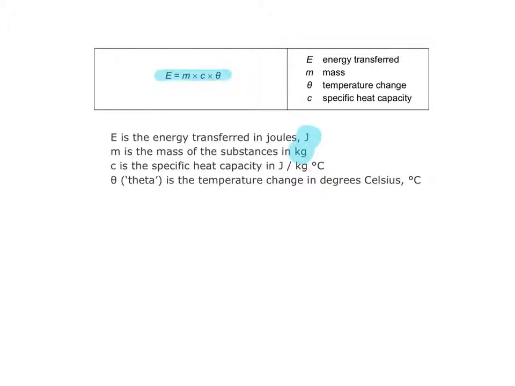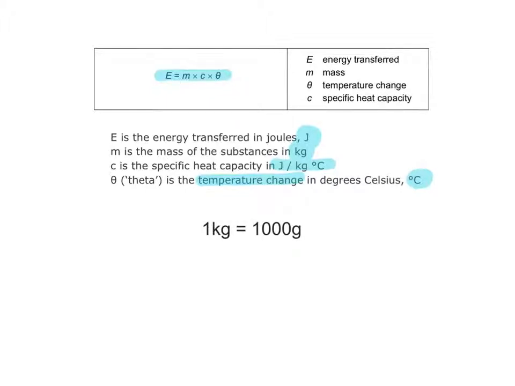C is the specific heat capacity in joules per kilogram degree Celsius, and that tells you that it's the amount of energy, joules, required to raise 1 kilogram of any substance by 1 degree Celsius, and different substances will have different specific heat capacities. Theta is your temperature change, and it will tell you that, but you've got to remember temperature is in degrees Celsius.